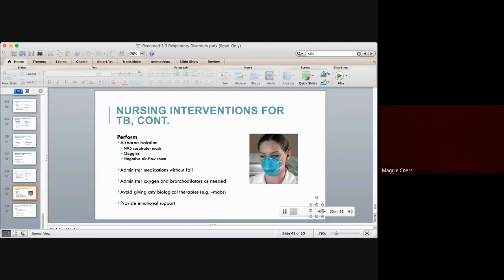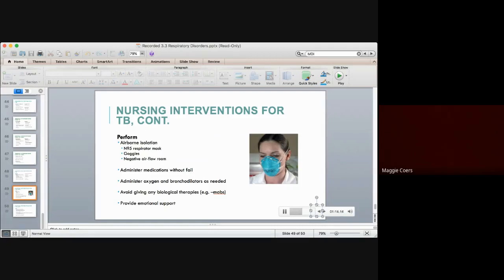We need to administer those medications without fail. We could also give bronchodilators for respiratory symptoms of patients. We need to avoid biologics that block the T cell receptors. If we remember, T cell receptor response is what's keeping that granuloma contained. So the host T cells are really helping to keep that granuloma intact and the TB walled off.